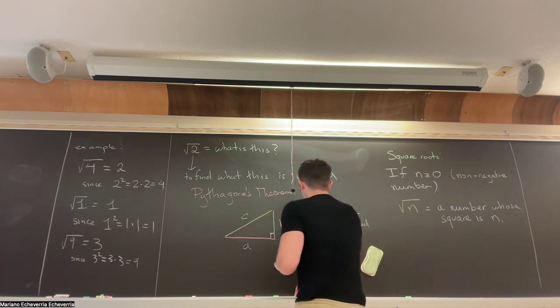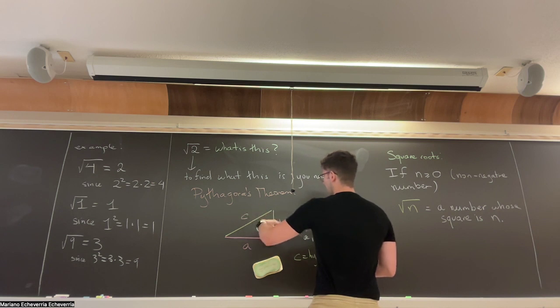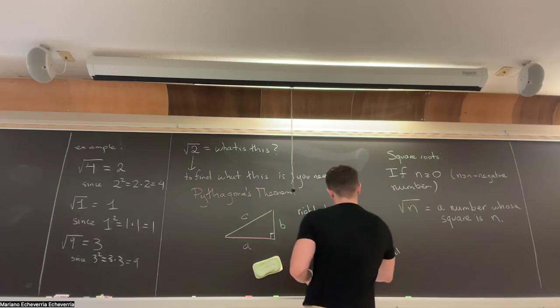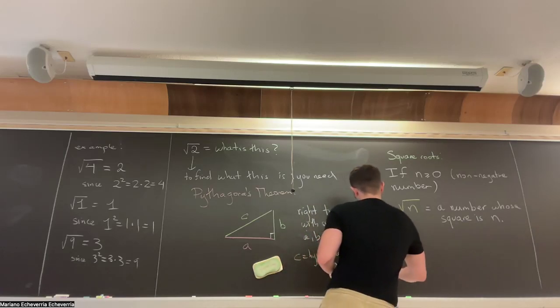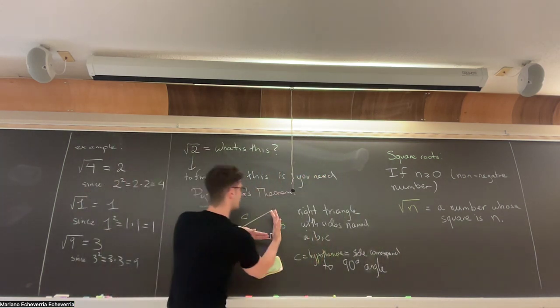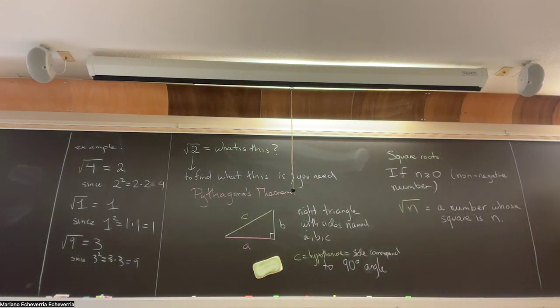So here C is just what's called the hypotenuse, which is the side opposite of the 90-degree angle, or corresponding to the 90-degree angle. So in a right triangle, two sides are always perpendicular, which are these two, and then the side that's opposite to it is called the hypotenuse. Okay.